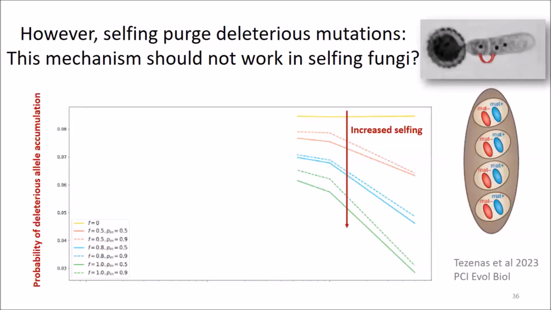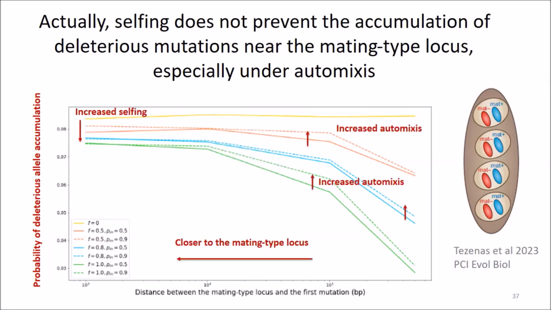So one issue is our fungi. As I told you, all the fungi where we show the recombination suppression are highly selfing. So you would say that because they are selfing, selection should purge the deleterious mutations, so there should not be many deleterious mutations segregating in the genomes. So we also did an extension of the model where we analyzed the probability of deleterious mutation accumulation. And indeed, when you increase selfing, the probability of deleterious mutation accumulation decreases. But actually not near the mating type locus.